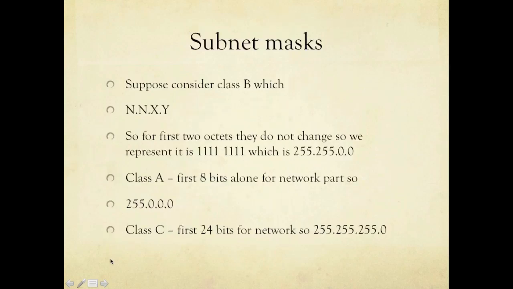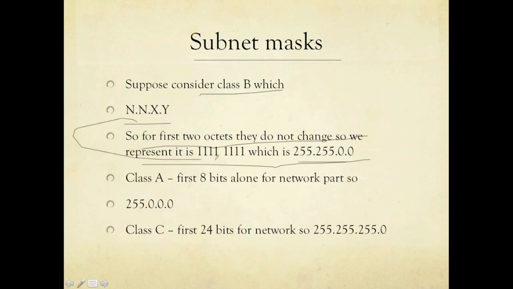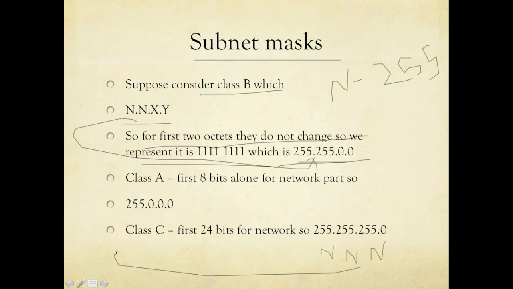Okay, so have a look at it. Subnet mask. Suppose we consider class B, so n.x.y is class B, right? The network part is represented as 255.255. If you go to your computer's network properties and network adapter settings, you will have two fields, an IP address field and a subnet mask field. In the subnet mask field, if you enter 255.255.0.0, then only it will recognize it as class B, because the first two octets are fixed, so it is represented as 255.255.